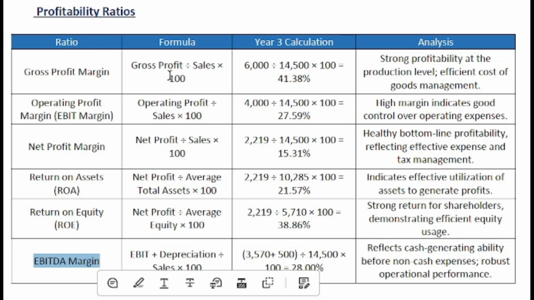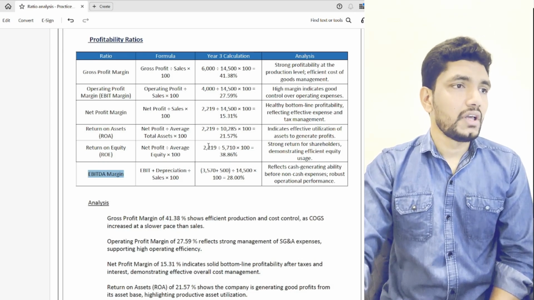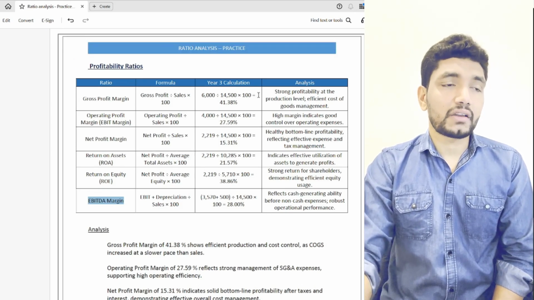The GP ratio means gross profit divided by sales into 100. The operating profit margin is operating profit divided by sales into 100. Net profit ratio is net profit divided by sales into 100. The return on asset is net profit divided by average total asset into 100. And return on equity is net profit divided by average equity into 100. And the EBITDA margin means EBIT plus depreciation divided by sales into 100. We have already prepared the calculation for this.